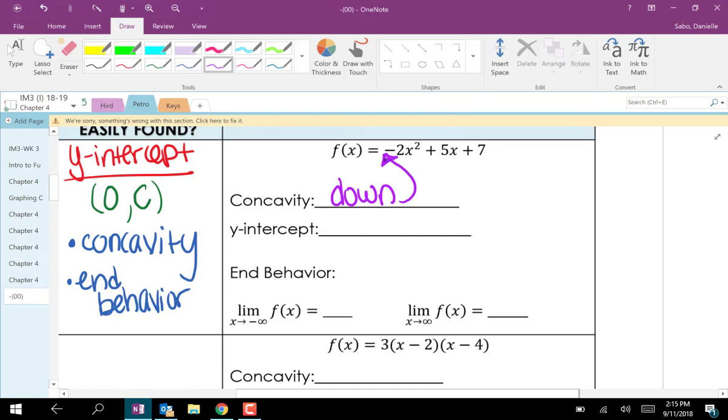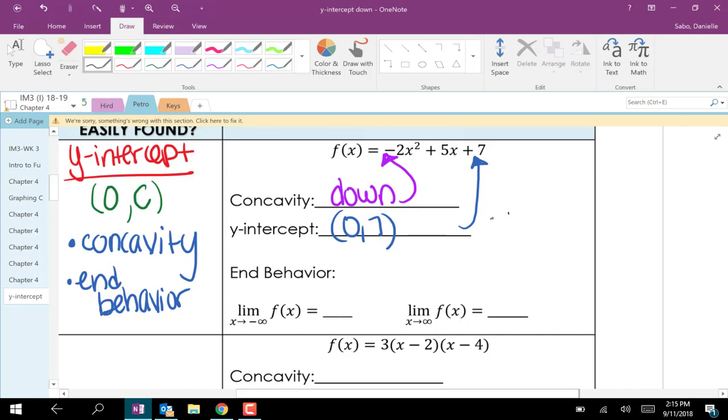Okay, your y-intercept we just talked about. It's that number all the way out at the end. Draw an arrow there so that you remember where it came from. And that's going to be at (0, 7). So just by knowing standard form and the things that you can figure out from it, like y-intercept and concavity, you can kind of visualize what your graph's going to look like. Okay, so we know it's concave down, and we know we have a y-intercept at (0, 7).